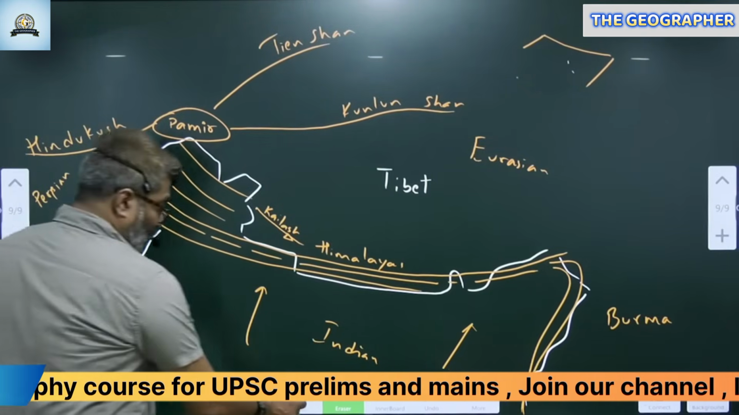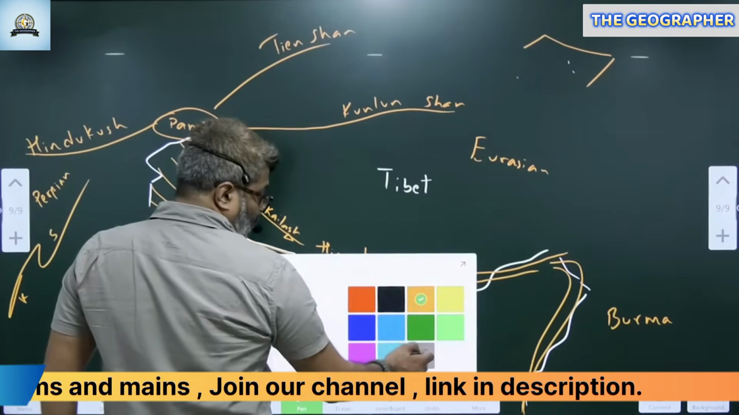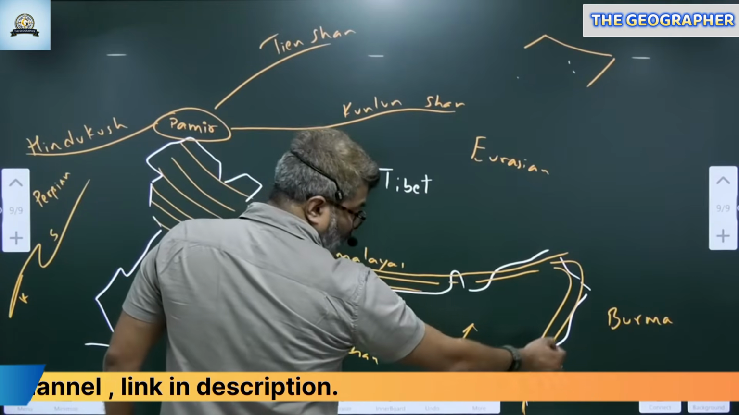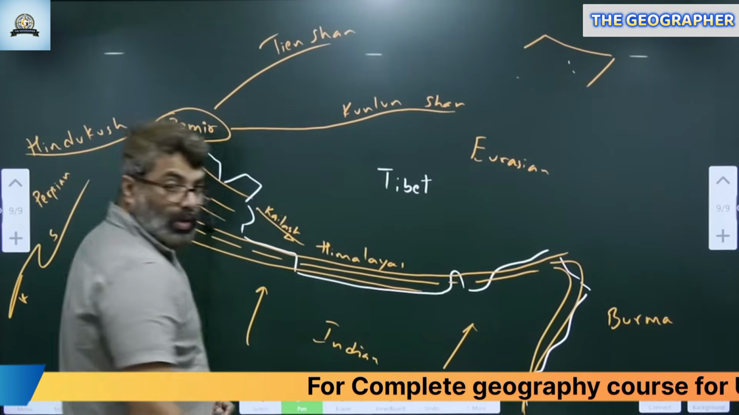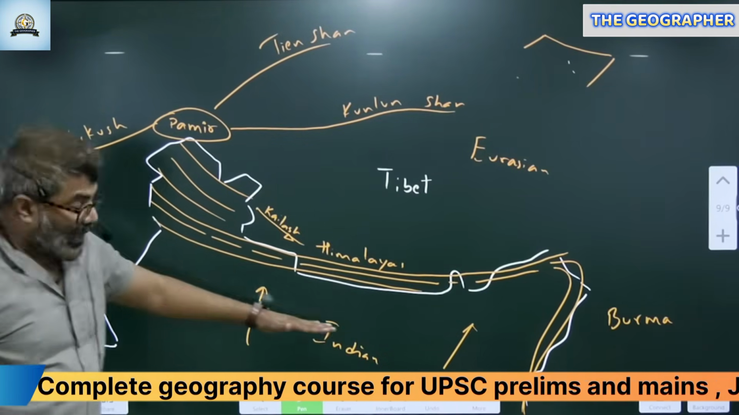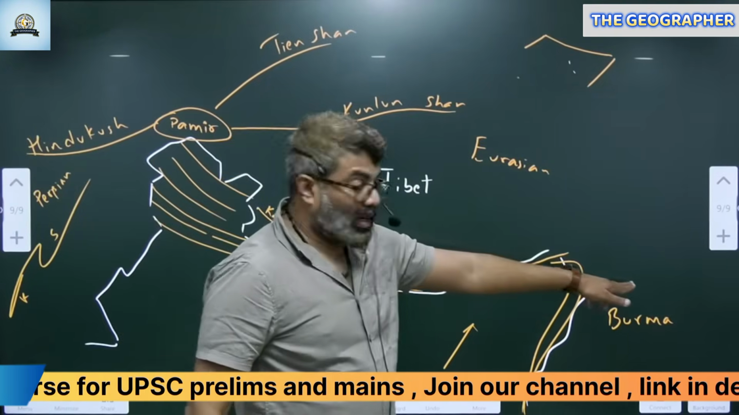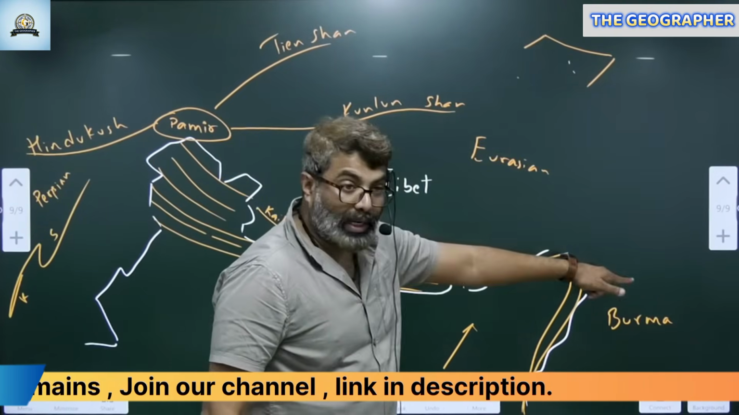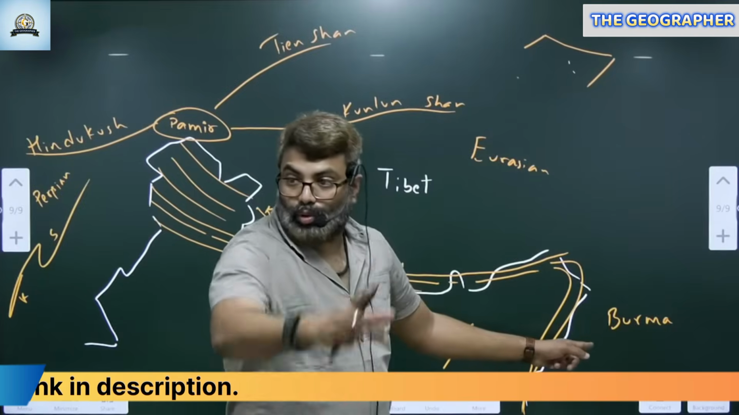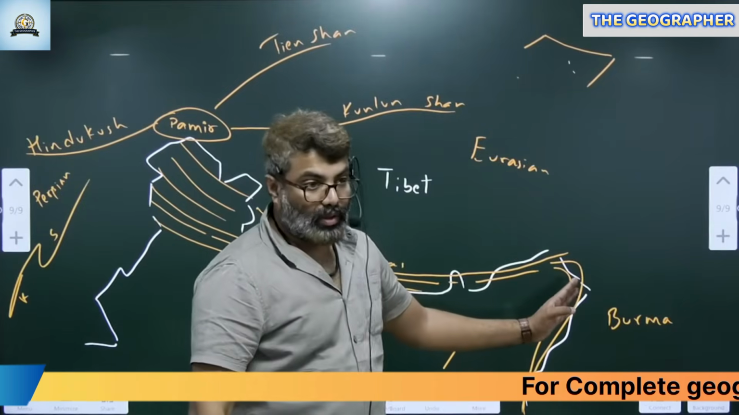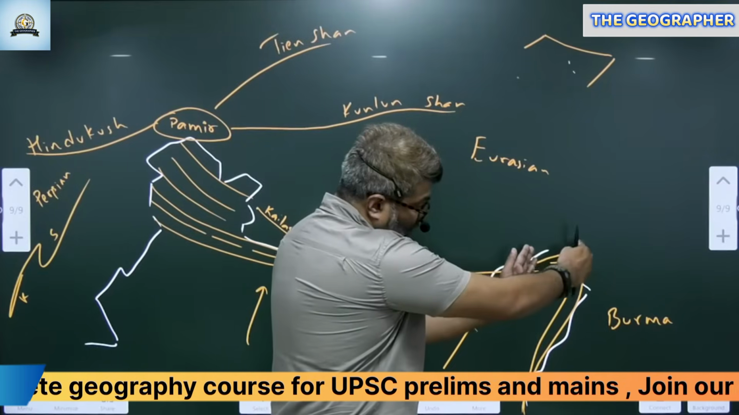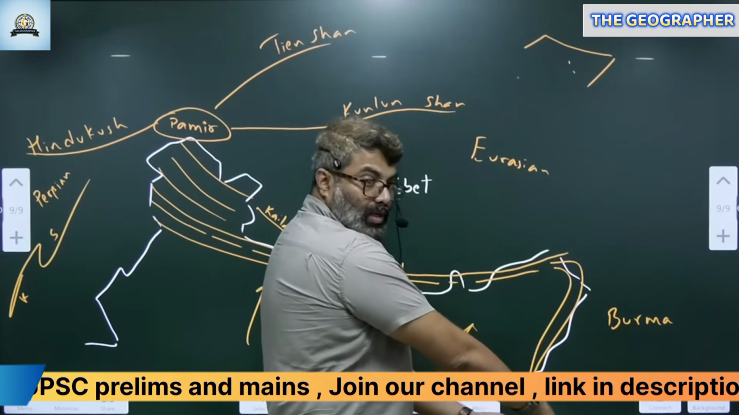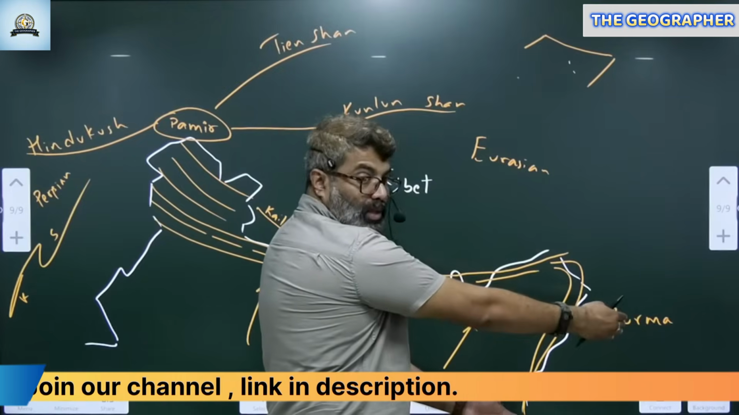Now, here the mountains are turning. You notice this. Here also mountains are turning like this. Notice these two corners. Why? Because the Indian plate boundary collides with the Burma plate here. Along the boundary, the mountains are formed. I just told you now. That is the reason, since this is the boundary, the mountains turn like this along the boundary of Indian plate with Burma plate.